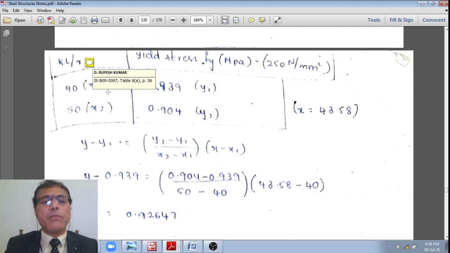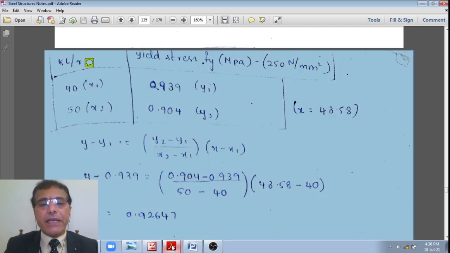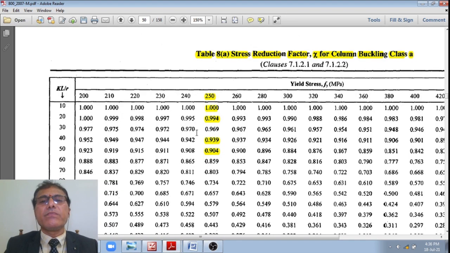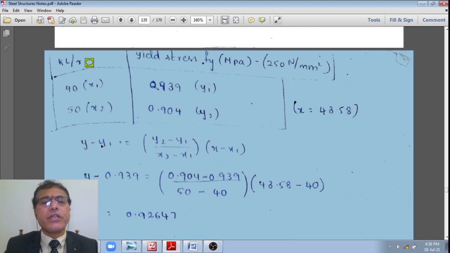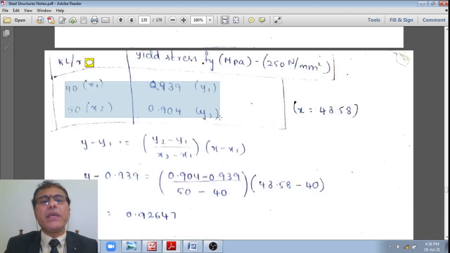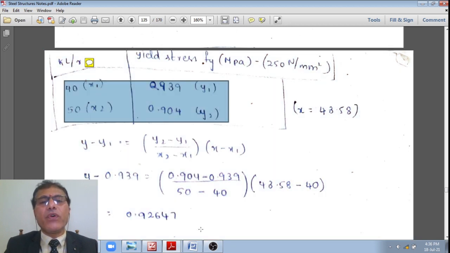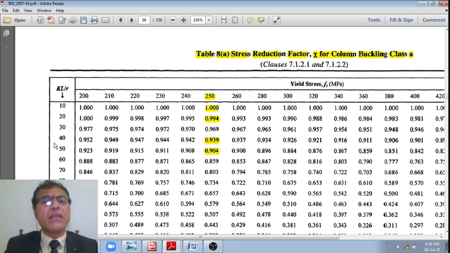However, I'm showing this using Table 8A, students, about the major axis actually. These are the values I have recalled for slenderness ratio. At 40 and 50, these are the values 0.934, 0.904. These are what we see for 40 and 50. Actually, I'm using 8A. For the minor axis, I should be using 8B. However, I'll show that later.